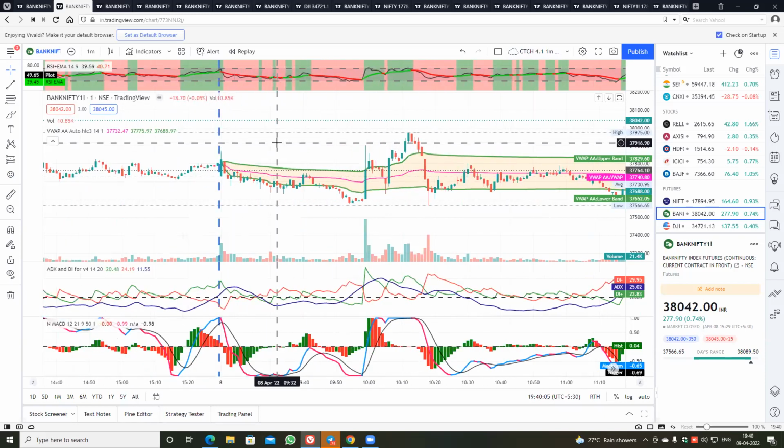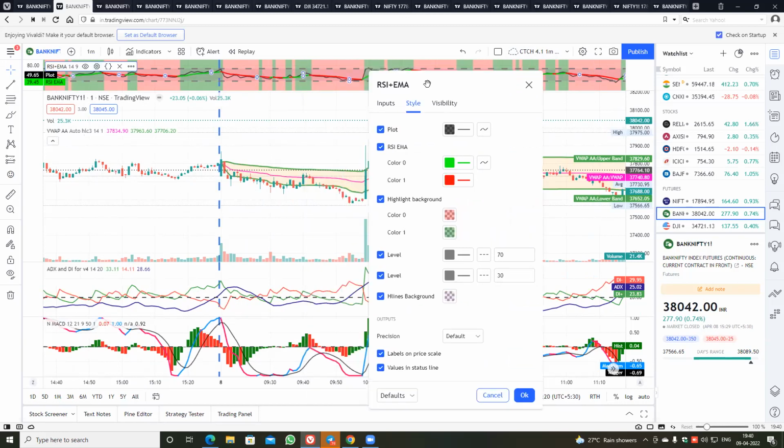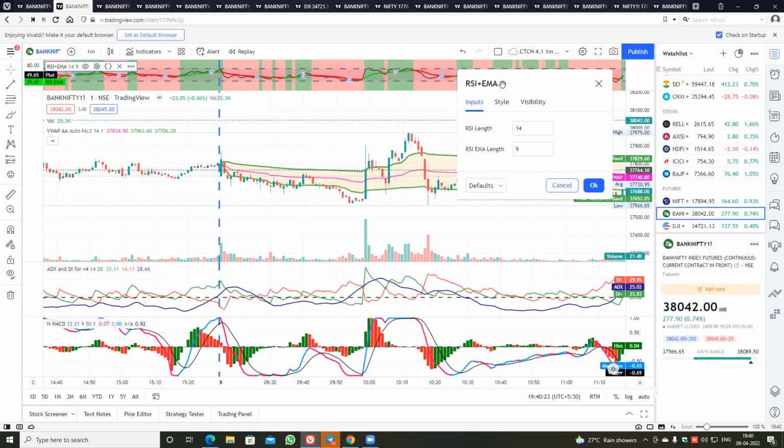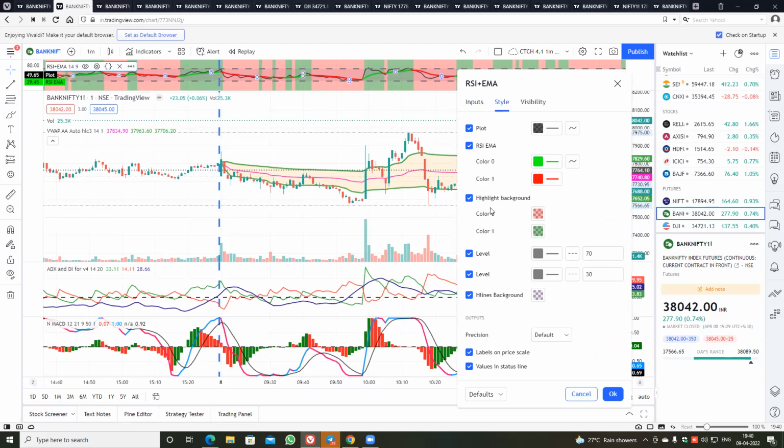This RSI EMA, we have RSI EMA in other charts also, but this particular publisher made it simpler and easier to interpret, because the input values are almost the same. In this chart, we have given RSI length 40, RSI EMA length 9. In style, this is the difference for this indicator compared to other RSI indicators.